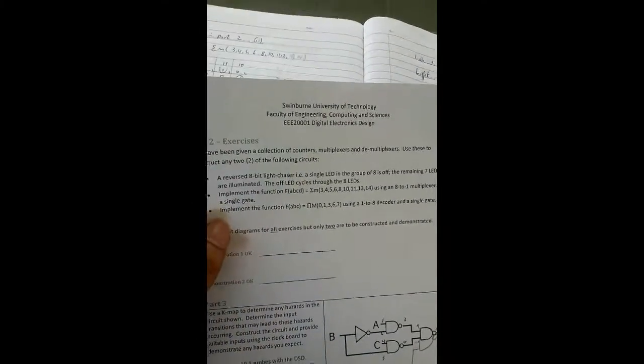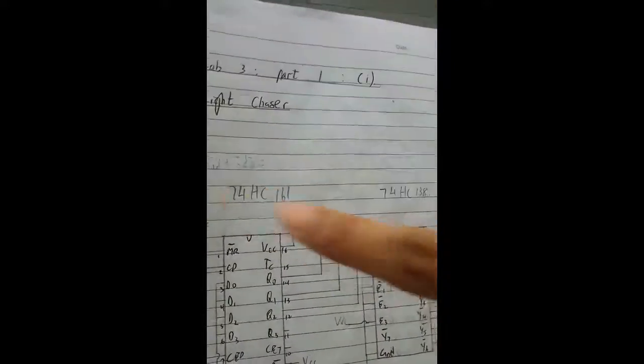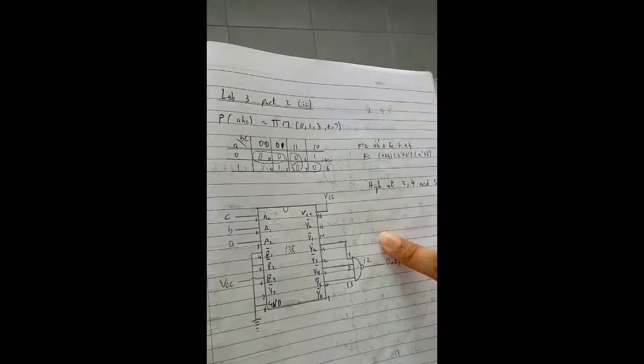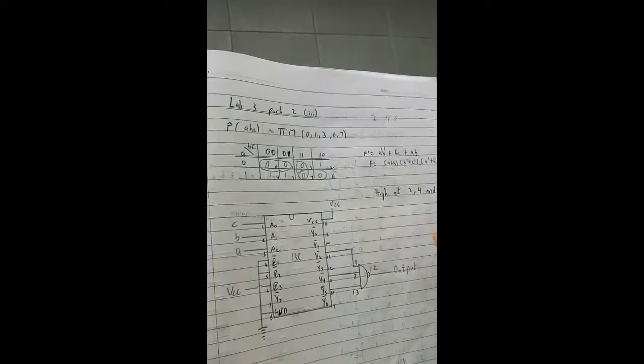Now this is part 2 of lab 3, and in this we have to construct 3 circuits and demonstrate 2 of them. The 3 circuits you can see here are the light chaser, the part 2 using an 8-to-1 multiplexer and a single gate, and the third circuit, which is using a 1-to-8 decoder and a single gate. But we're going to demonstrate the light chaser and the 1-to-8 decoder and single gate. So let's start with the light chaser.